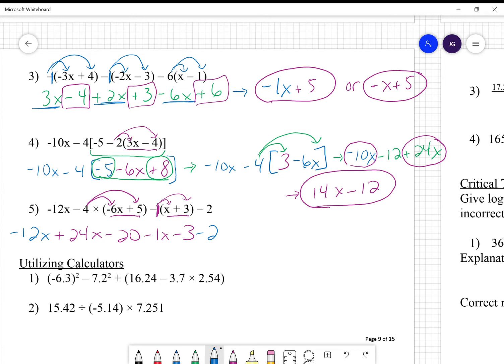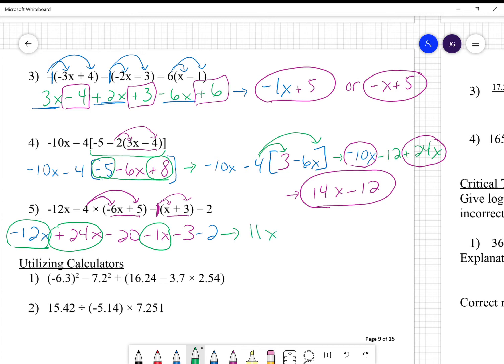Combine your like terms. We have negative 12x, positive 24x, and negative 1x. Those combine to give me an 11x.